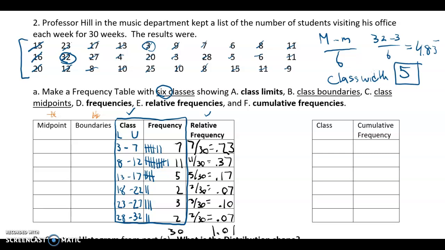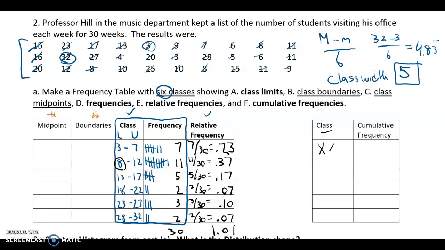Let's look at our cumulative frequencies now. So for our cumulative frequencies, remember that the classes aren't going to be the same. You need to list the classes as inequalities. So the first class, we're looking for all of the numbers that would come before the second class starts. And the second class starts at 8.